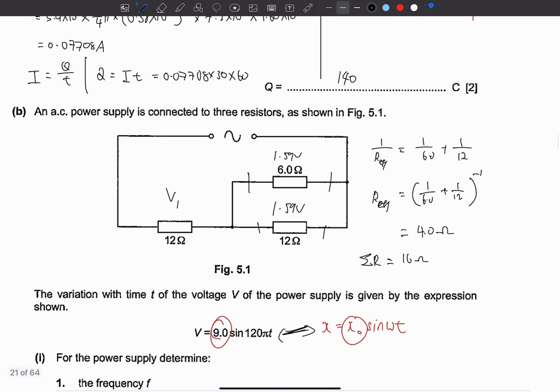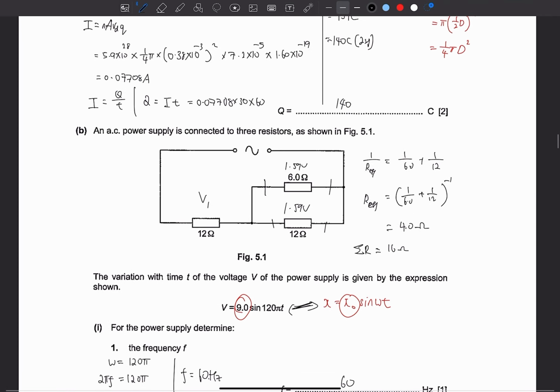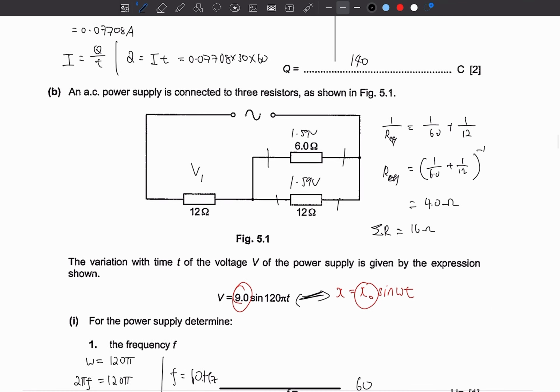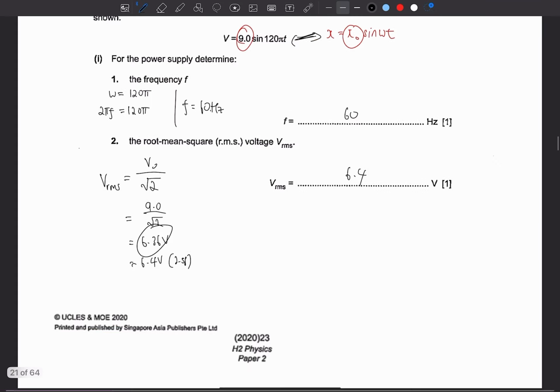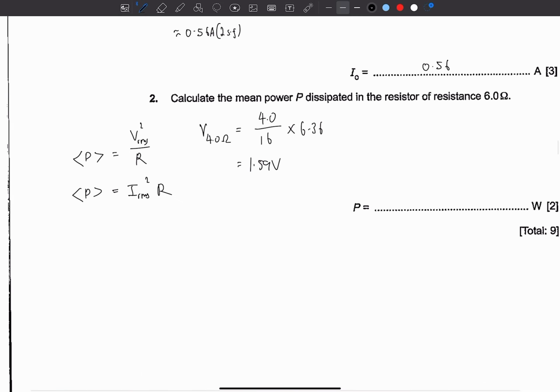Okay, so since we got our VRMS across the 6.0 ohm resistor, we can just sub it in and find our answer. So mean power would be 1.59 squared all over R, where R is 6.0. And we'll get 0.421 watts to 3 SF. Done.